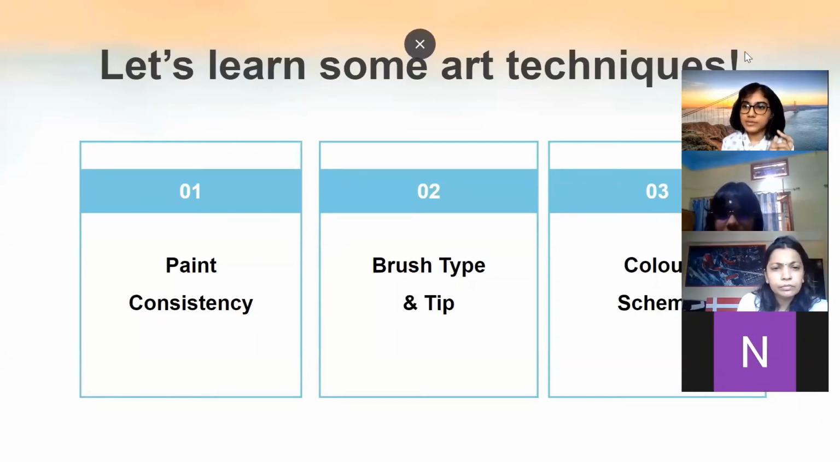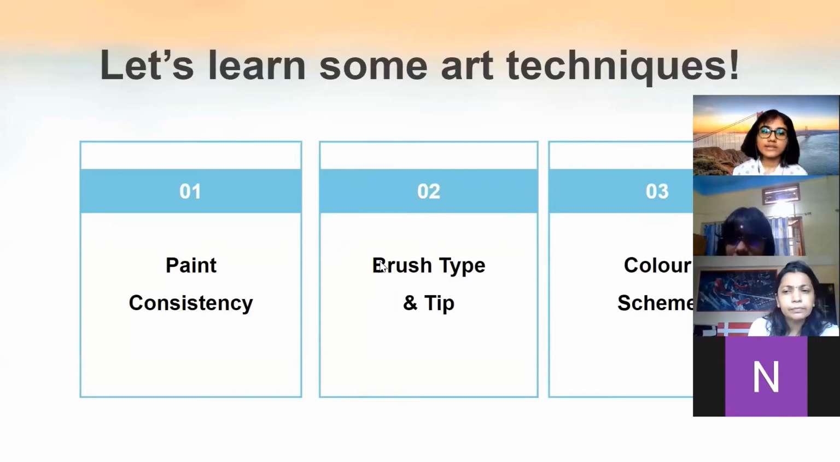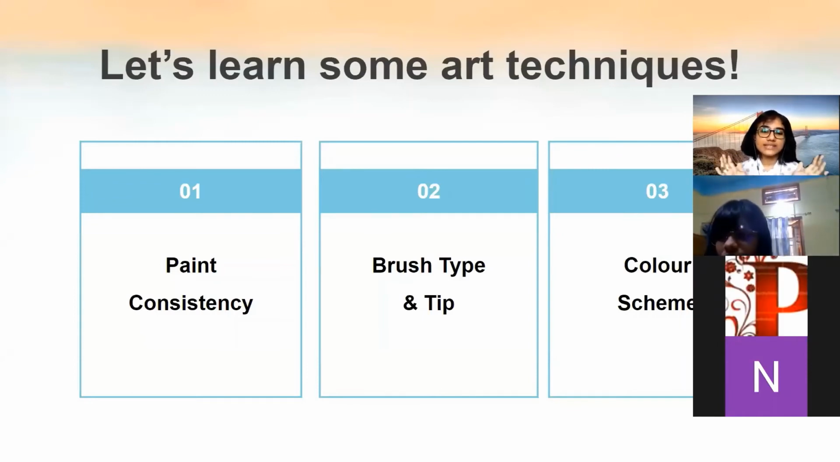I'll quickly try and summarize all these 3 points in 1 or 2 minutes, and then I'll show you, and then I think we can get started with painting. So first is paint consistency. Whenever we are painting, the consistency of the paint or medium we are using is very important. Say you've used very thick paint and you're mixing it with water, but not mixing it properly. What will happen is that on your canvas or sheet of paper there will be lumps, and those lumps do not give a very good impression of your painting.